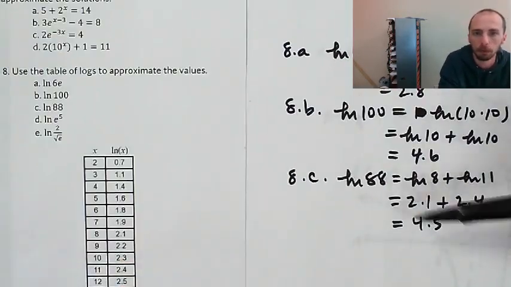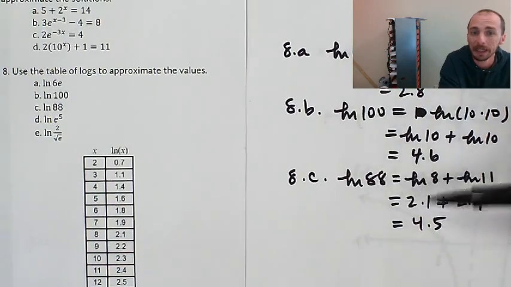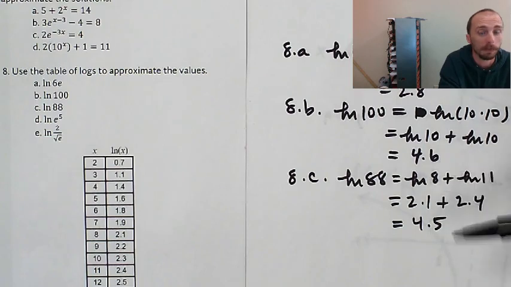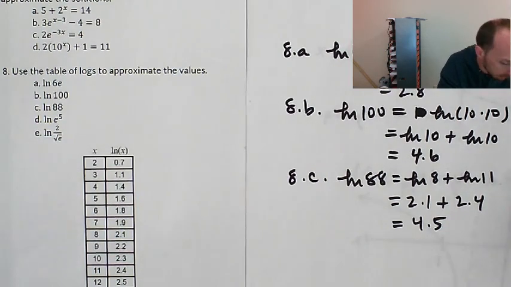Right? That the exponent you would put on e to get 88 would be less than the exponent you would put on e to get 100. Now the fact that it's only off by 0.1, well, that just goes to show you how fast growing the function e to the x is.